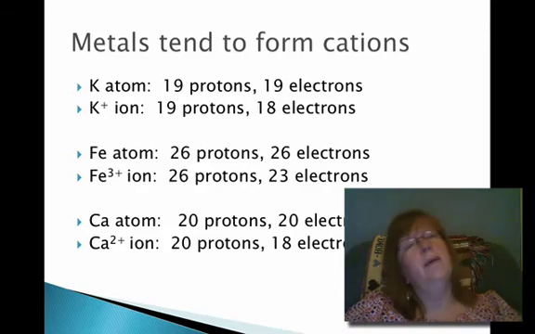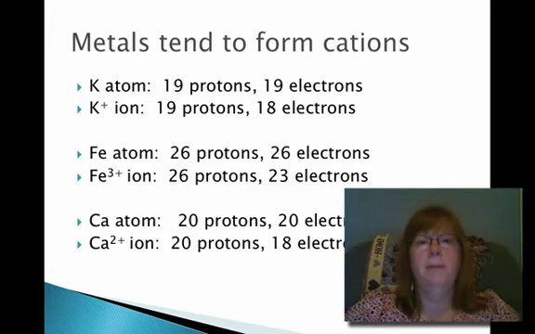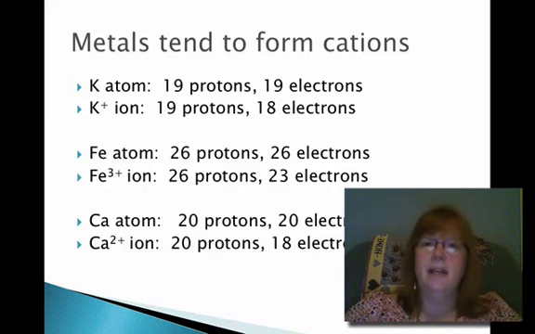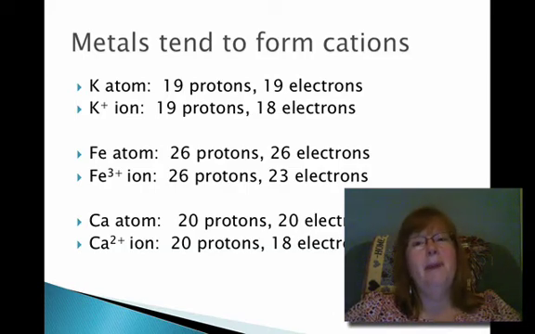And again, look at what happens with calcium. If calcium forms an ion with a +2 charge, we still have 20 protons because that's its atomic number. But with that +2 charge, we've lost 2 electrons. So we don't have 20 electrons, we have 18.